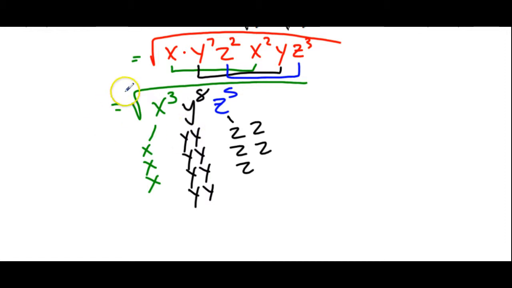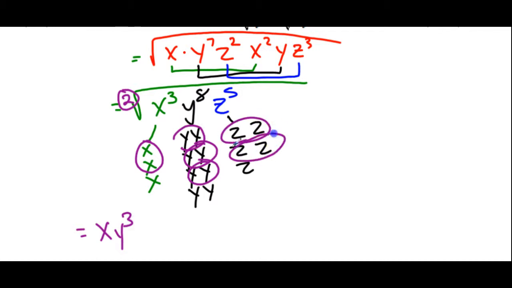So let's circle our pairs. Remember, this is a square root, so we're looking at pairs. That's 1, so that's x. There's 1, 2, 3, so that's y to the third. There's 1, there's 2, so that's z to the second. Oh, there's another one right here. That's 4, sorry. This should be a 4.